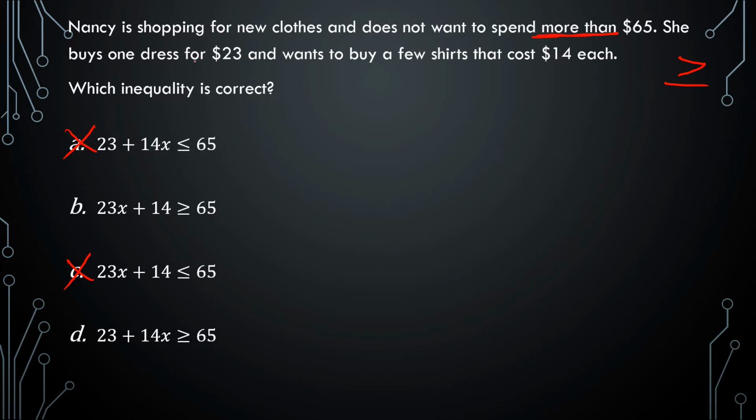And she buys one dress for $23 and wants to buy a few shirts that cost $14 each. So she's only buying one dress, right? She's only paying that $23 one time. But she's going to buy a few shirts, which means more than one shirt at $14. I don't know how many shirts she's buying, so I'm going to let X represent the number of shirts. If I were to buy 3 shirts, I would take 14 and multiply it by 3, but I don't know how many, which is why I'm putting this X next to my 14. That $23 she's only buying once, so I don't need to include it more than one time.